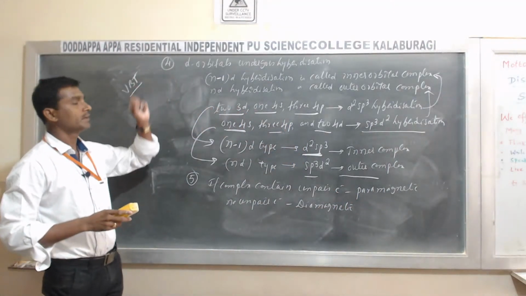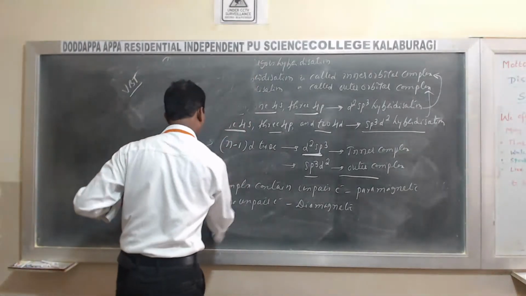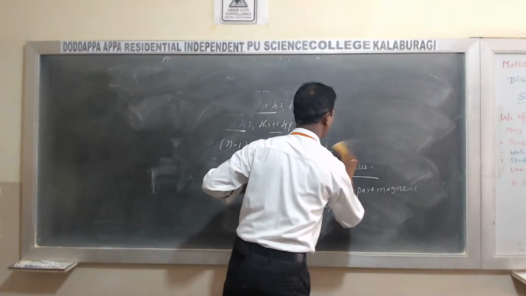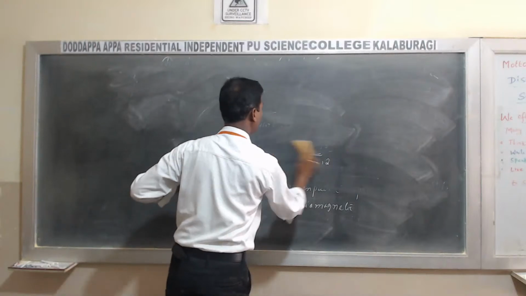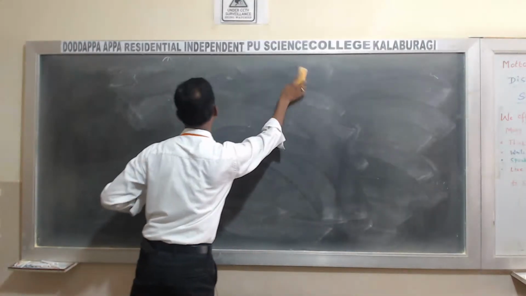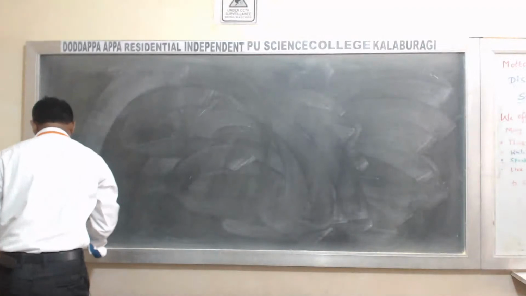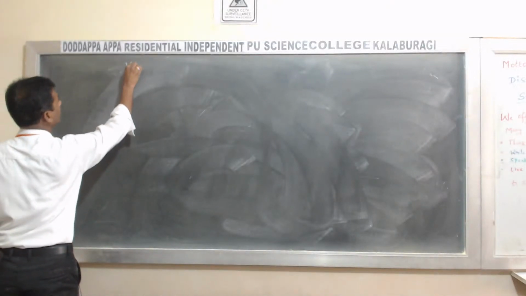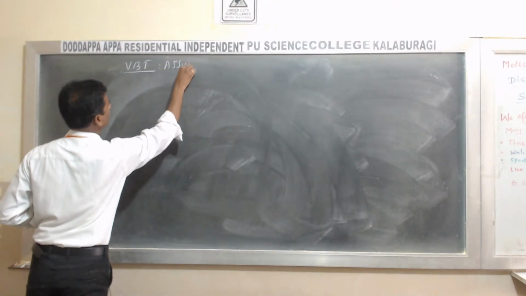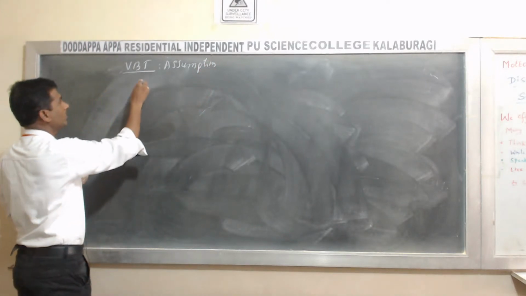So these are the postulates of VBT, valence bond theory. Once again I will repeat, it is very important. Go through them one by one. What are the postulates of VBT? The first point is the assumption. Is it correct or not?